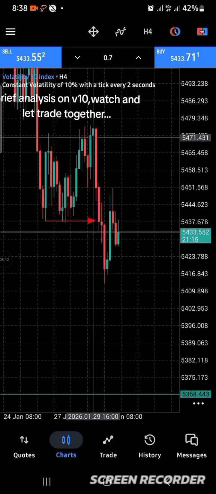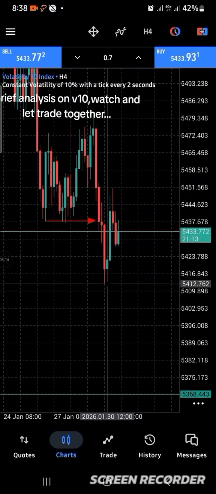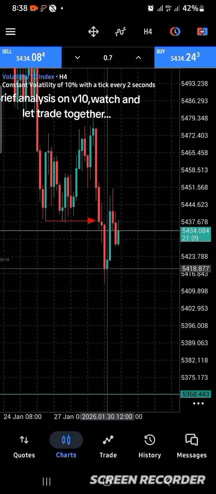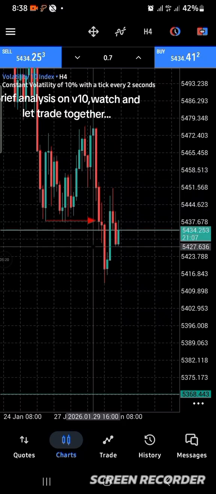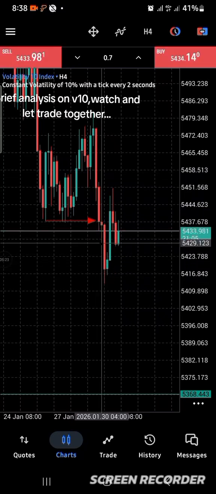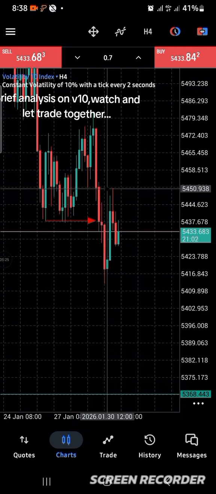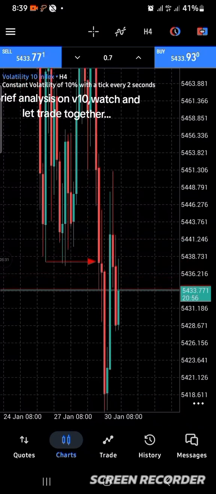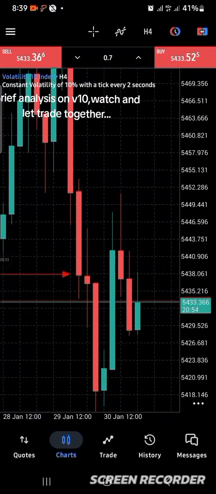So now, after this impulse move, what really happened? The pullback, which is my liquidity. You see this guy here, this pullback. After this long impulse move here, this pullback that happened stopped here. You see, it looks as if it triggers this guy, but it doesn't.